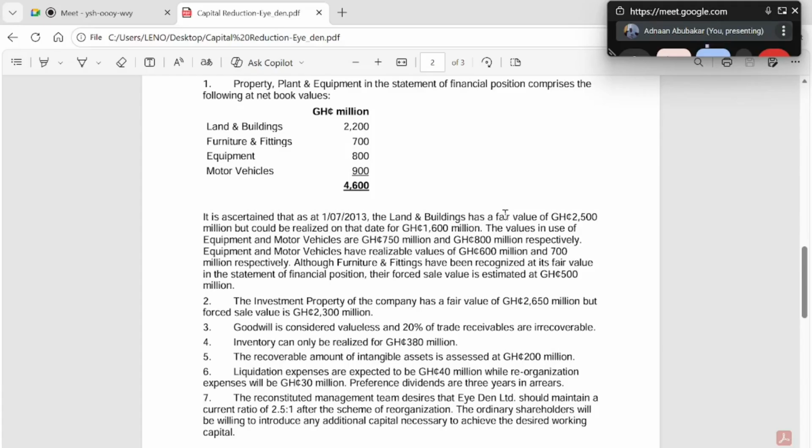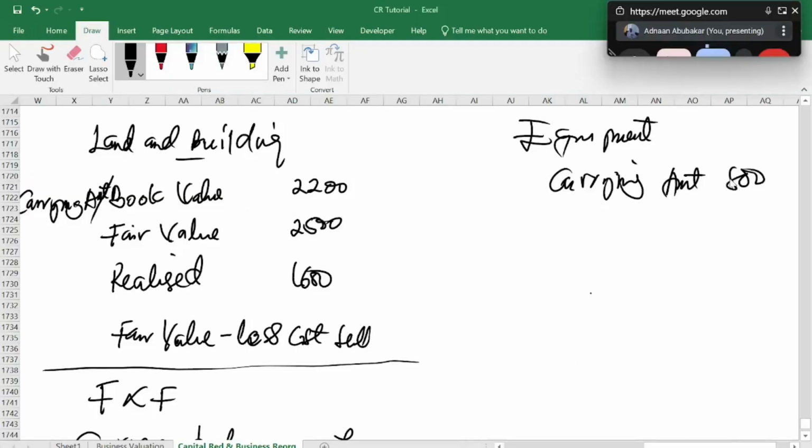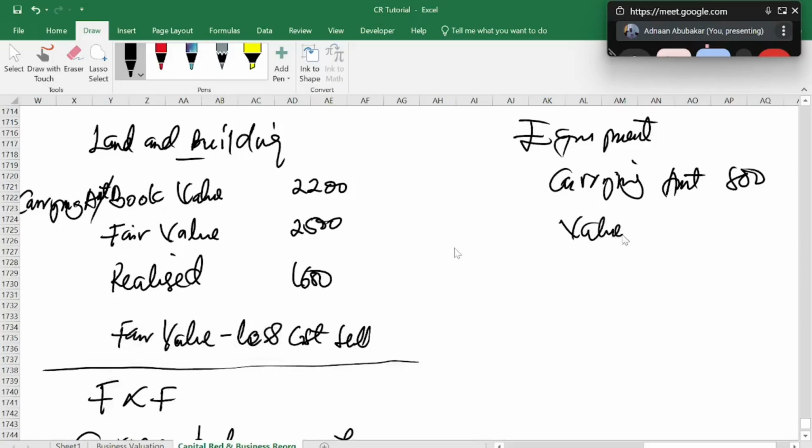So the moment you see they arrange it that way, what does it mean? It means equipment is having one value, motor vehicle is having one value. So the equipment value is which one? I want to record the first one, 750. So that one is what? Value in use. How much? 750. Now let's go on.